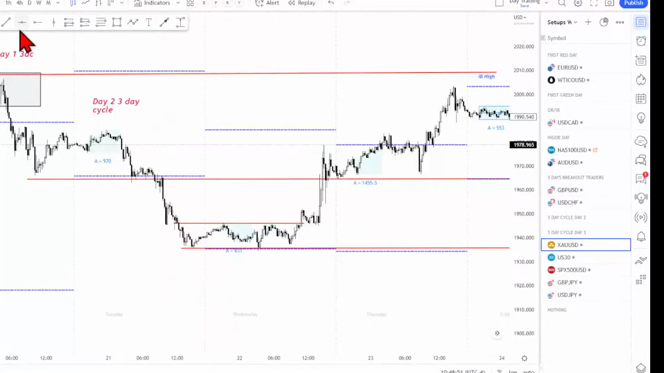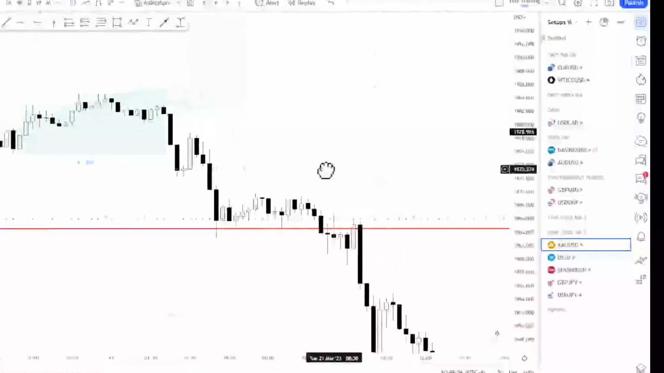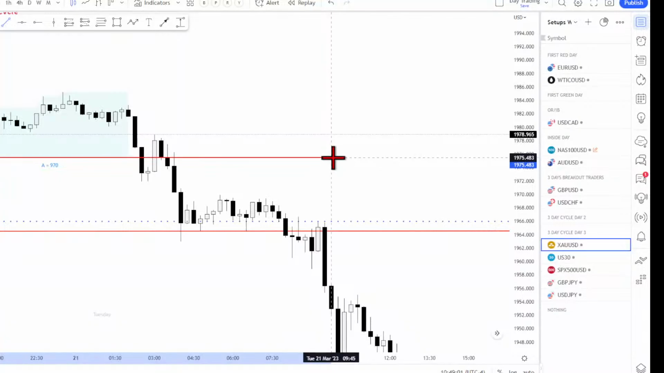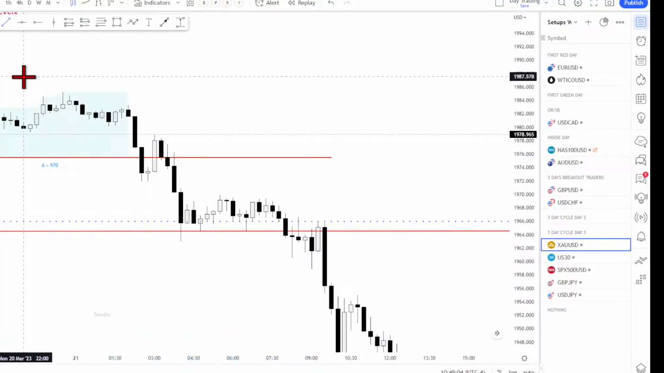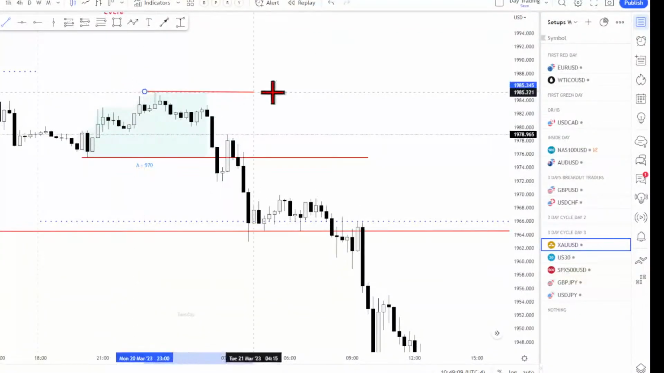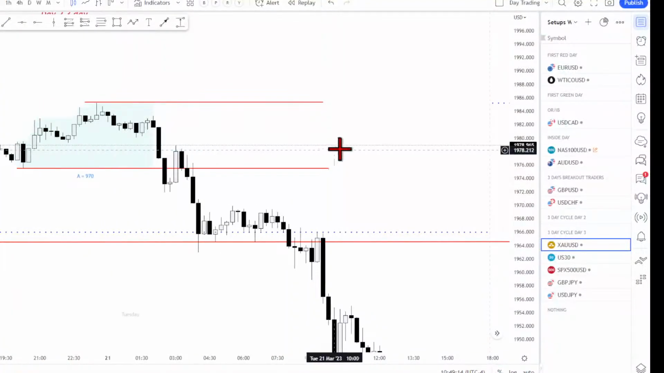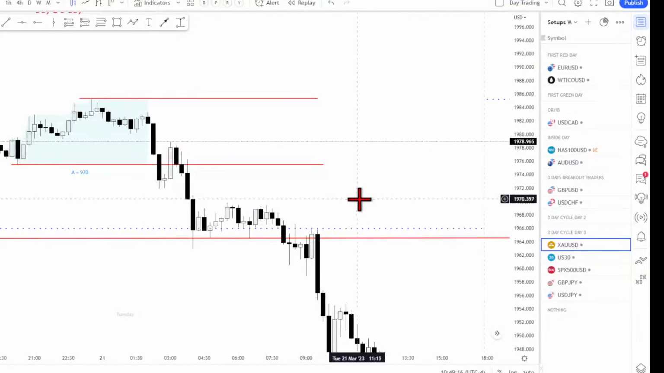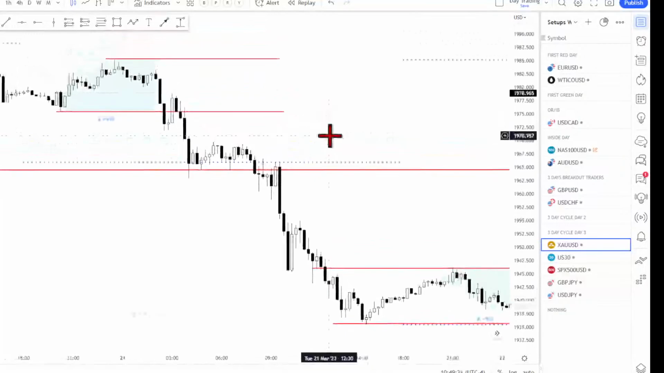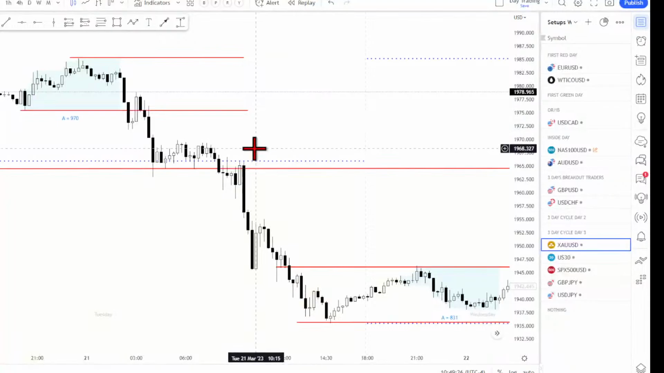Day 2, 3-day cycle. Let's zoom in and take a look at the Asian range. Let me get the low and the high. There's the low. I understand that's probably a little bit difficult to see on the screen. Okay, low and the high. So you can see, obviously, this is a breakout and trend model on day 2, which is really what you want to see, ideally.